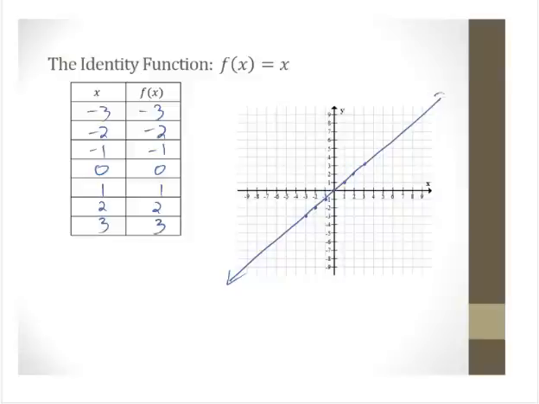So there's the identity function. It has domain negative infinity to infinity and range negative infinity to infinity as well.